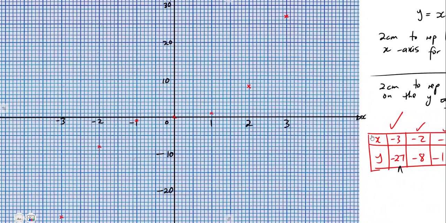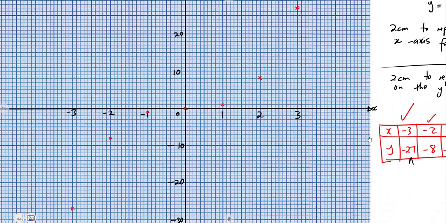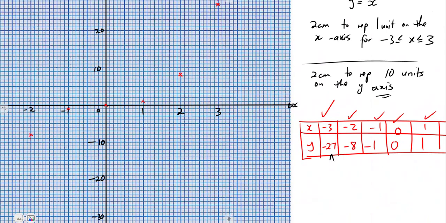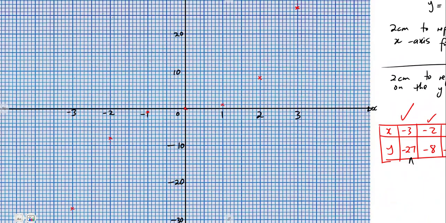With these points, you are simply going to join them and you have your what? Your cubic graph, all right? You have got your cubic graph from there.